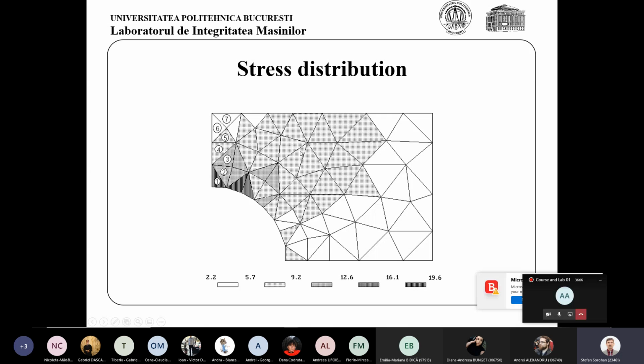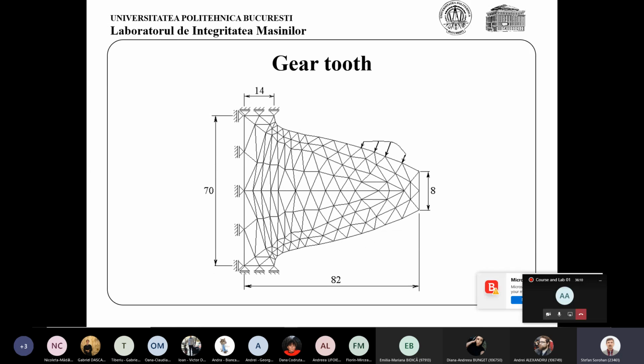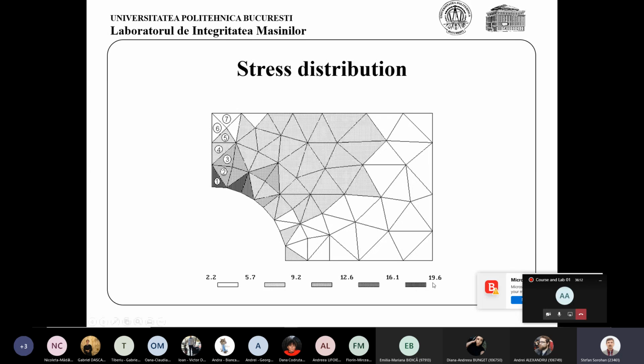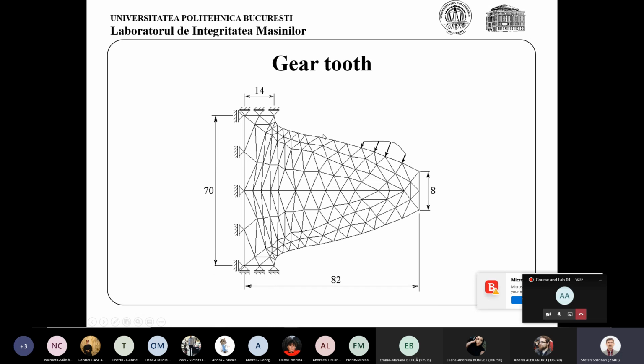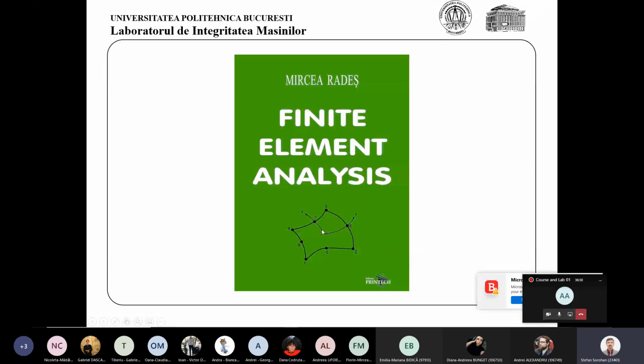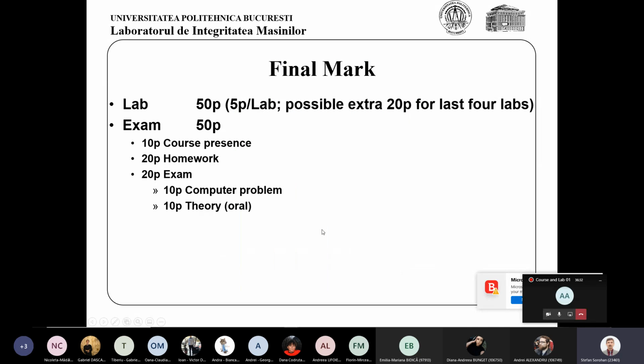This presentation is an old one, and we have just, instead of color, different kinds of hatch. Again, the same problem with a different mesh. This is the load, some dimensions, and this is the book.